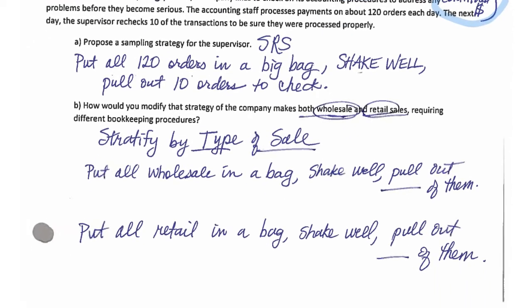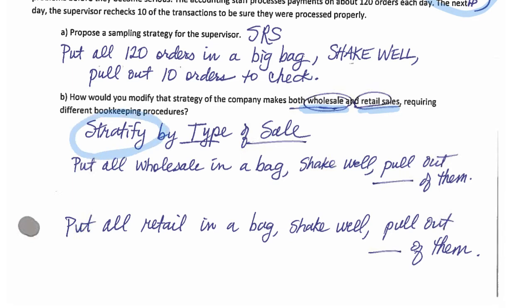Last thing, notice here on part A, you can just do a simple random sample, but what happens if I need to make sure I get some of the wholesale type and some of the retail type? I want to make sure I don't just have a sample of 10 of one kind. I want to make sure I get both types. What should I do? Yep. If I want to make sure I get both types, I need to stratify: make a bag of the wholesale ones and a bag of the retail ones and pull some from each of those bags so I guarantee my sample has both kinds. That's stratifying.